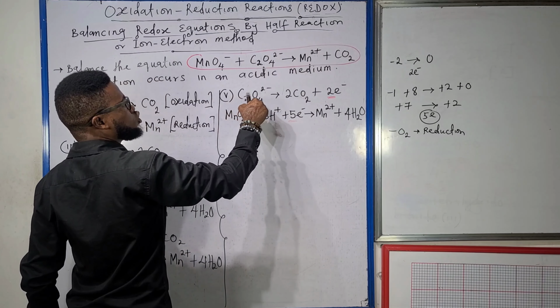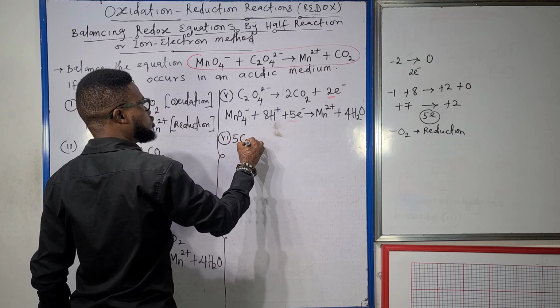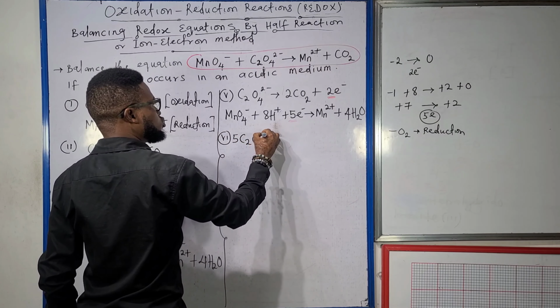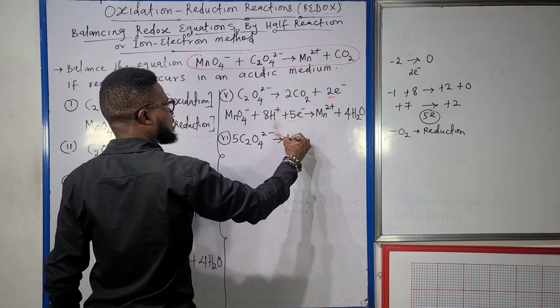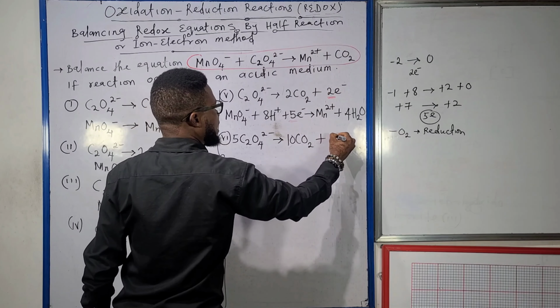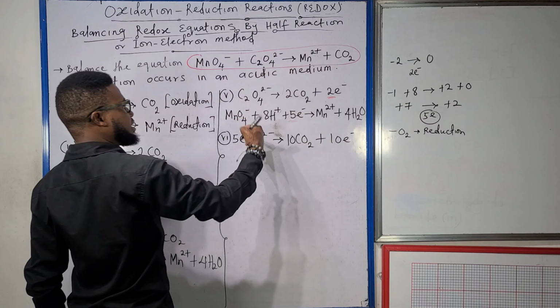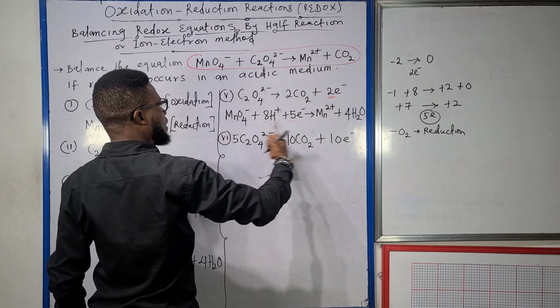So 5 times C2O4 2 minus will give you 5C2O4 2 minus. 5 times 2CO2, that will be 10CO2. 5 times 2 will give us 10 electrons. Then you've used 5 to multiply the first equation. Then you use this 2 to multiply the second equation.